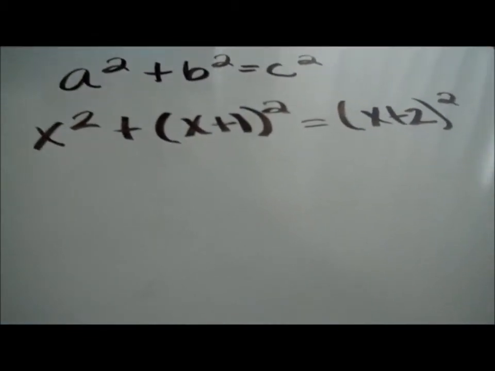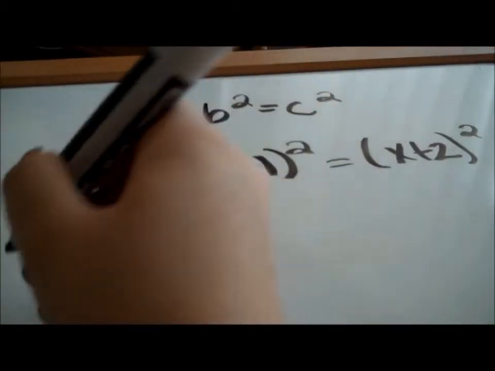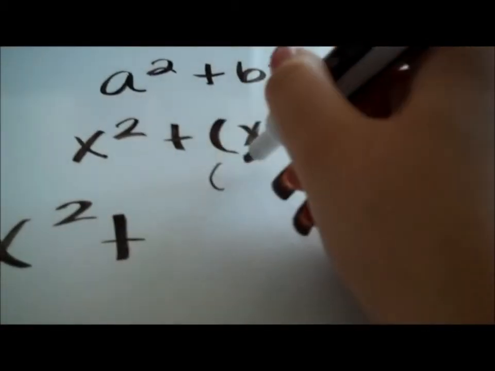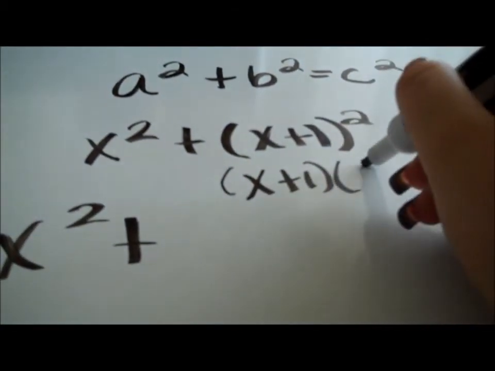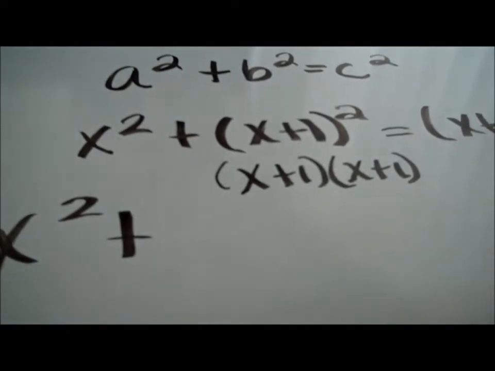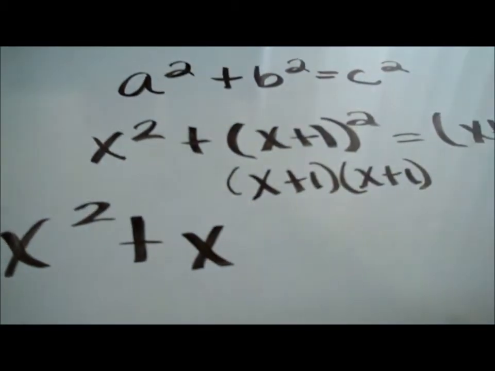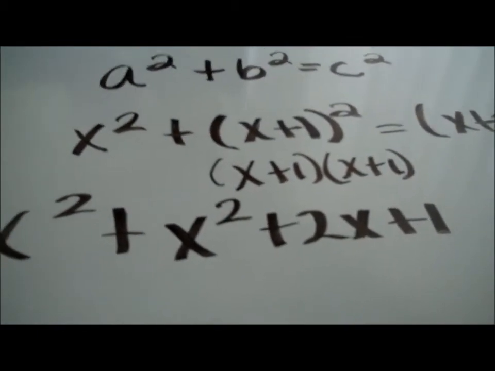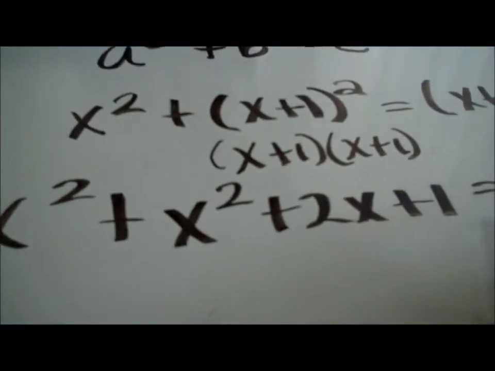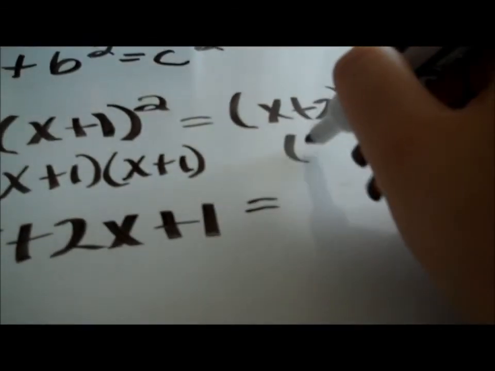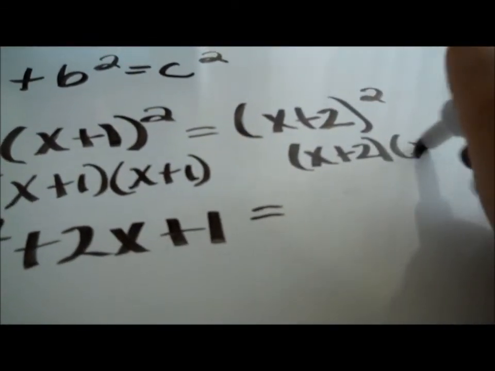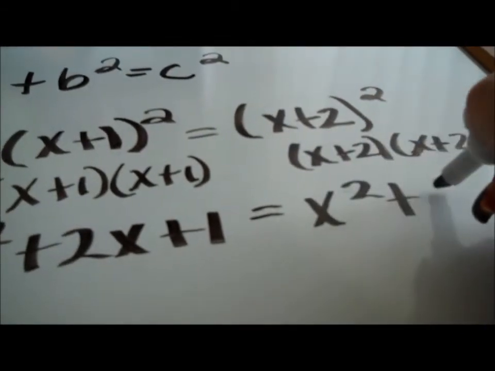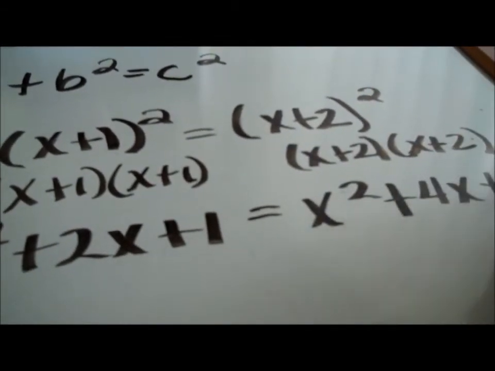Okay, so I've substituted everything in there. I need to simplify this, so I get x squared plus, now remember, this is the same thing as saying x plus 1 times x plus 1. So that is going to multiply or distribute out to x squared plus 2x plus 1 equals, same thing here, this is x plus 2 times x plus 2. This multiplies out to x squared plus 4x plus 4.